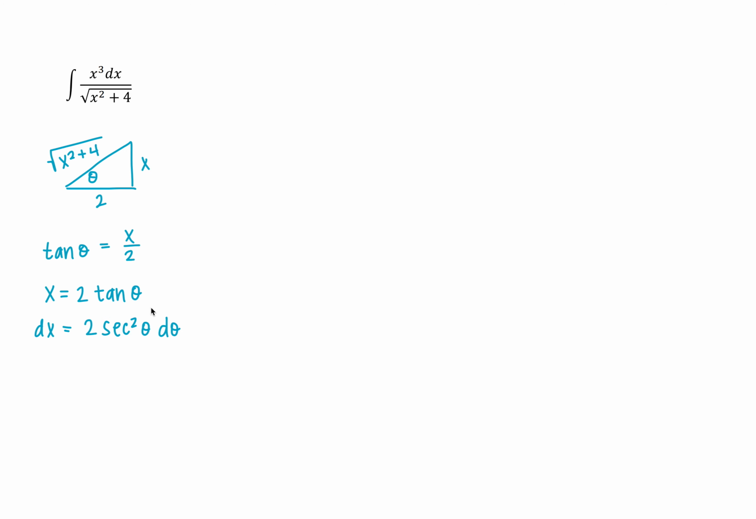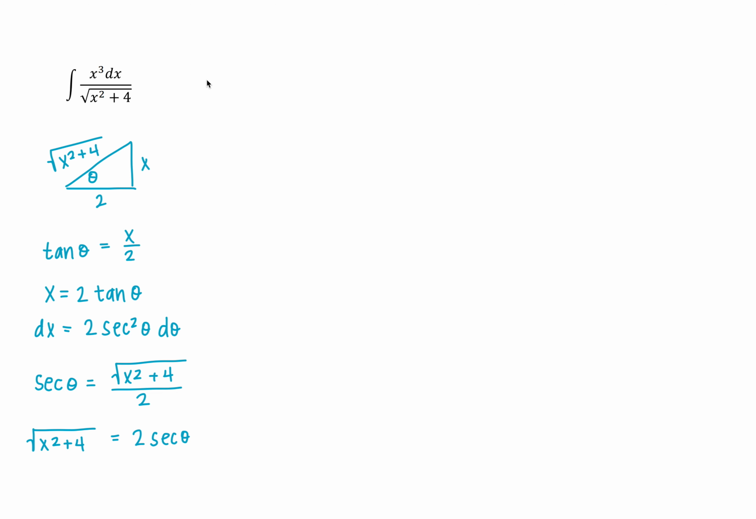And in this example, I want to make use of both of these bits of information. And then I'm almost done. Secant of theta is equal to the square root of x squared plus 4 over 2, opposite over adjacent. And I can rewrite this as the square root of x squared plus 4 equals 2 secant theta. So I have lots of things to go ahead and substitute.